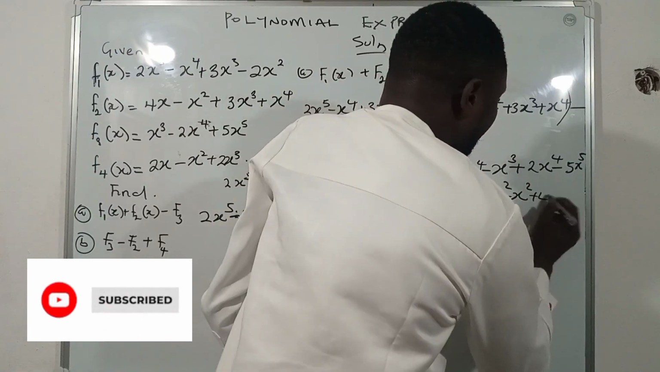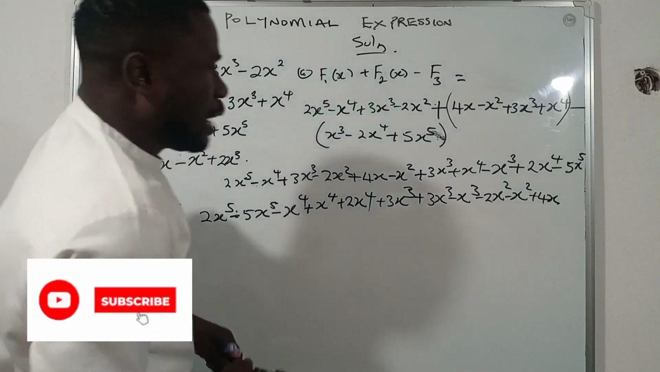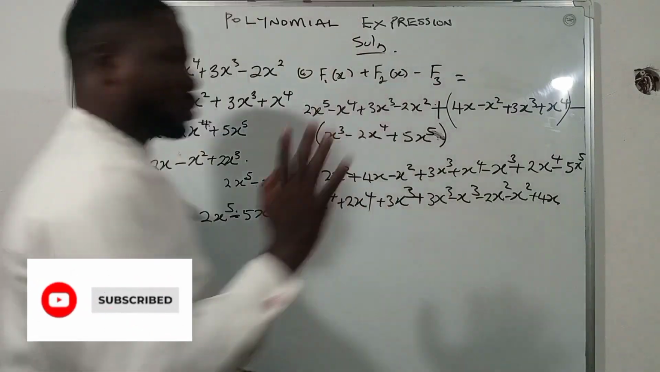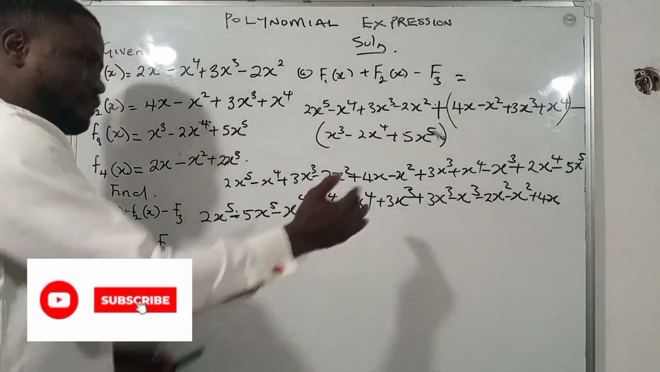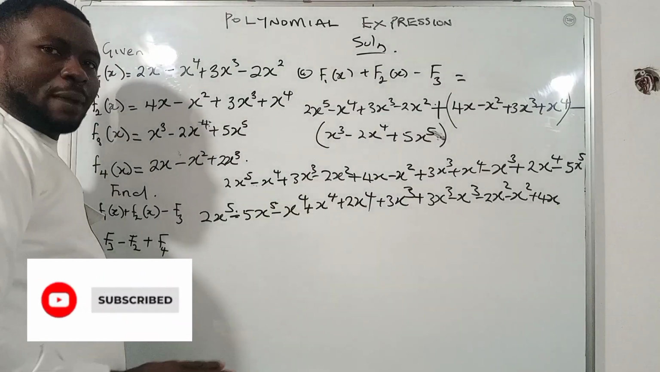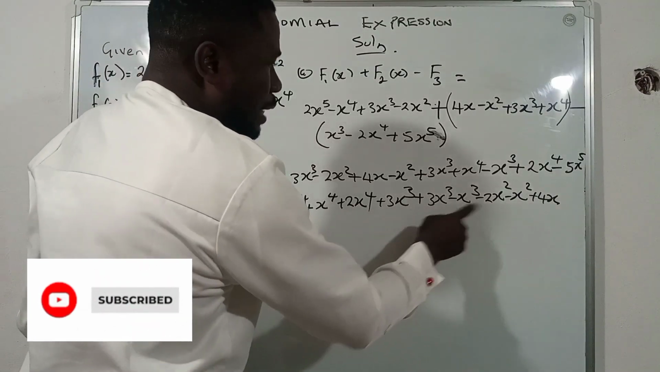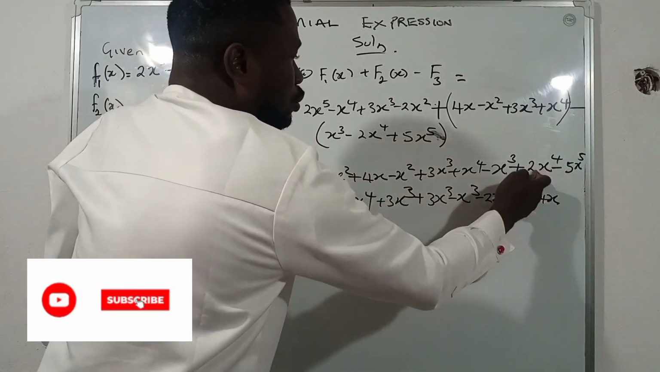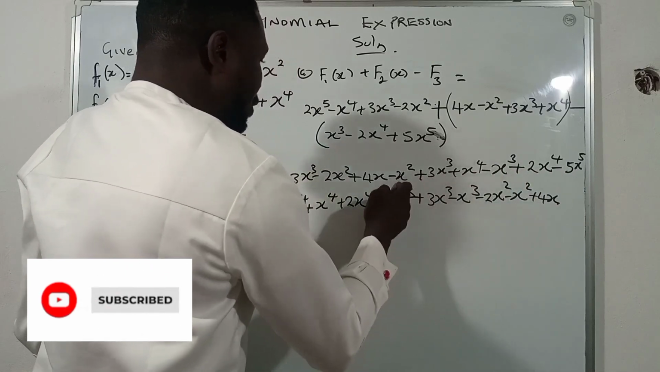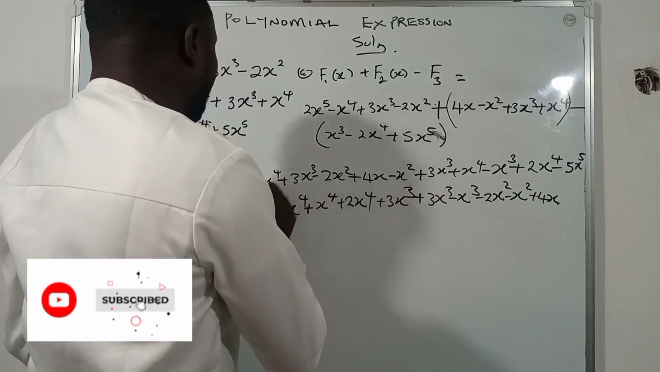Plus 4x. Plus 4x. Do we have another? If you go through, I think that's all. Now let's see if we have actually represented the required number of terms. 1, 2, 3, 4, 5, 6, 7, 8, 9, 10, 11.